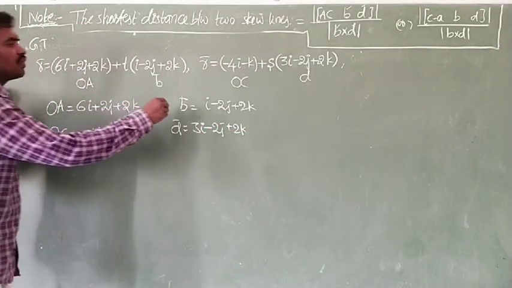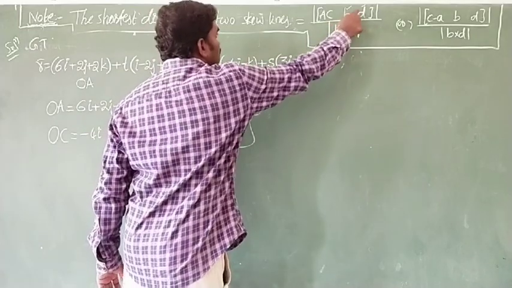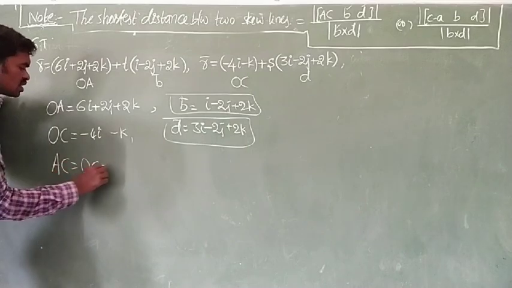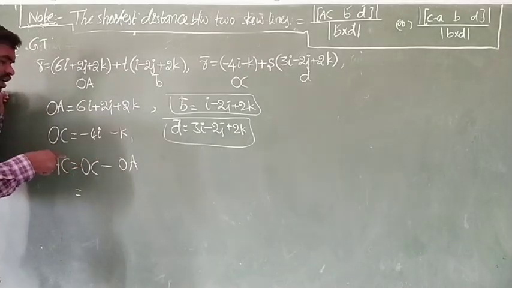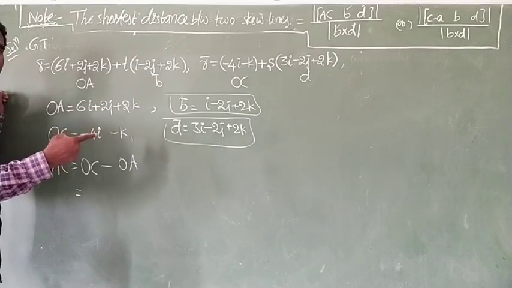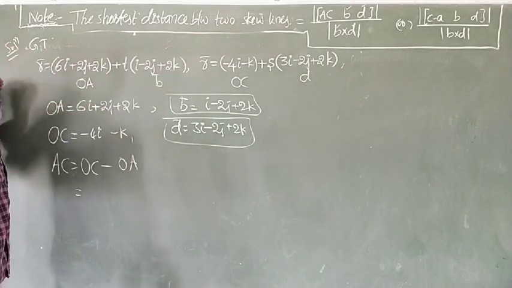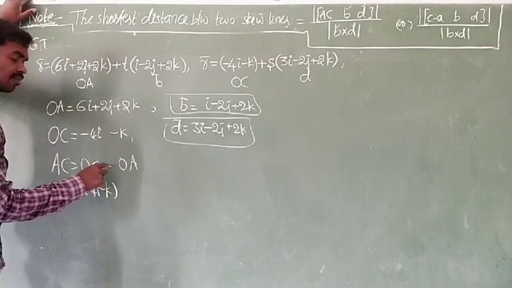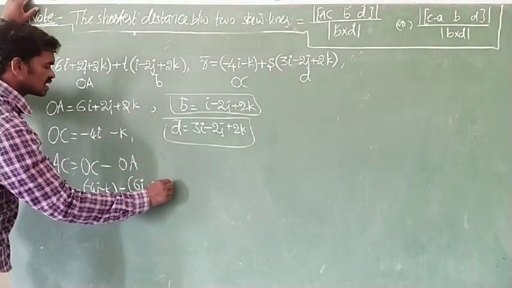Now we have vector b and vector d. Remember the formula. Next, we require AC. AC means OC minus OA. In addition of vectors, we use this formula many times: AC means OC minus OA; if BD is there, OD minus OA; BC, OC minus OA; AB, OB minus OA. Taking AC only, OC means minus 4i minus k, and minus means minus, next OA, which is 6i plus 2j plus 2k.